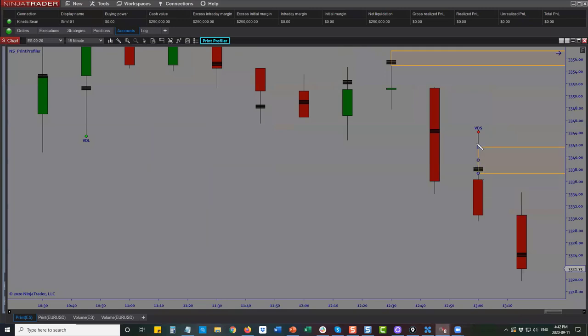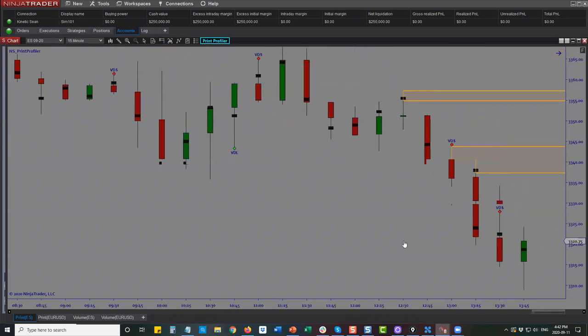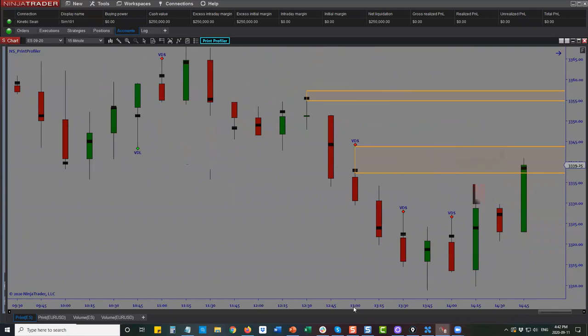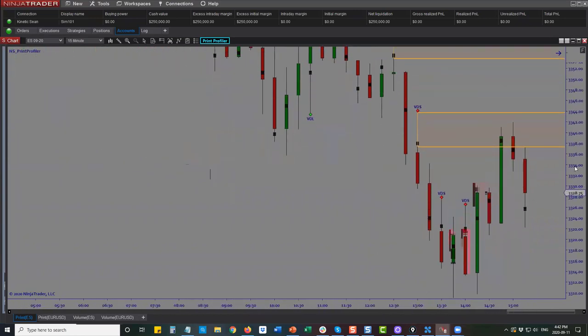What we'll do here is we'll just take a look at this. That's the volume divergence on the 15 minute. Right here, price came down. See how this one tested on the next bar? It's not valid. There it is. There's the trade. There's a reaction. That's enough for a day trade. That's a 15 minute chart.